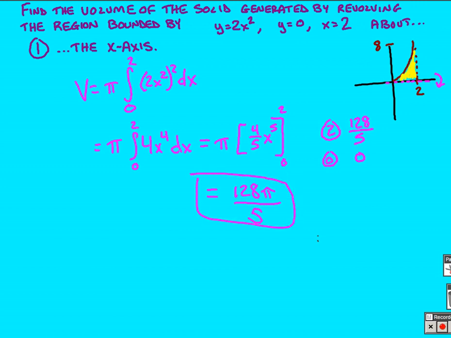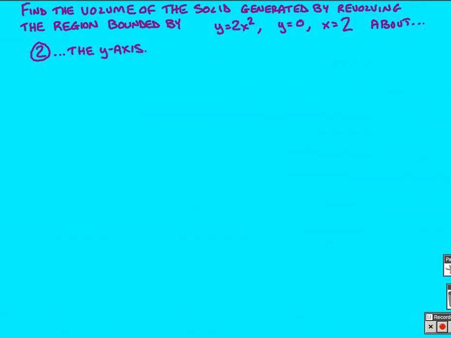All right, number 2. It's the exact same function, the exact same region, except now we're going to revolve it around the y-axis instead of the x-axis. So what that means is I need to take this function and I need to turn it in terms of y. I need to get x by itself. So I'll first divide both sides by 2, and then I'll take the square root of both sides. That way now I have x by itself.